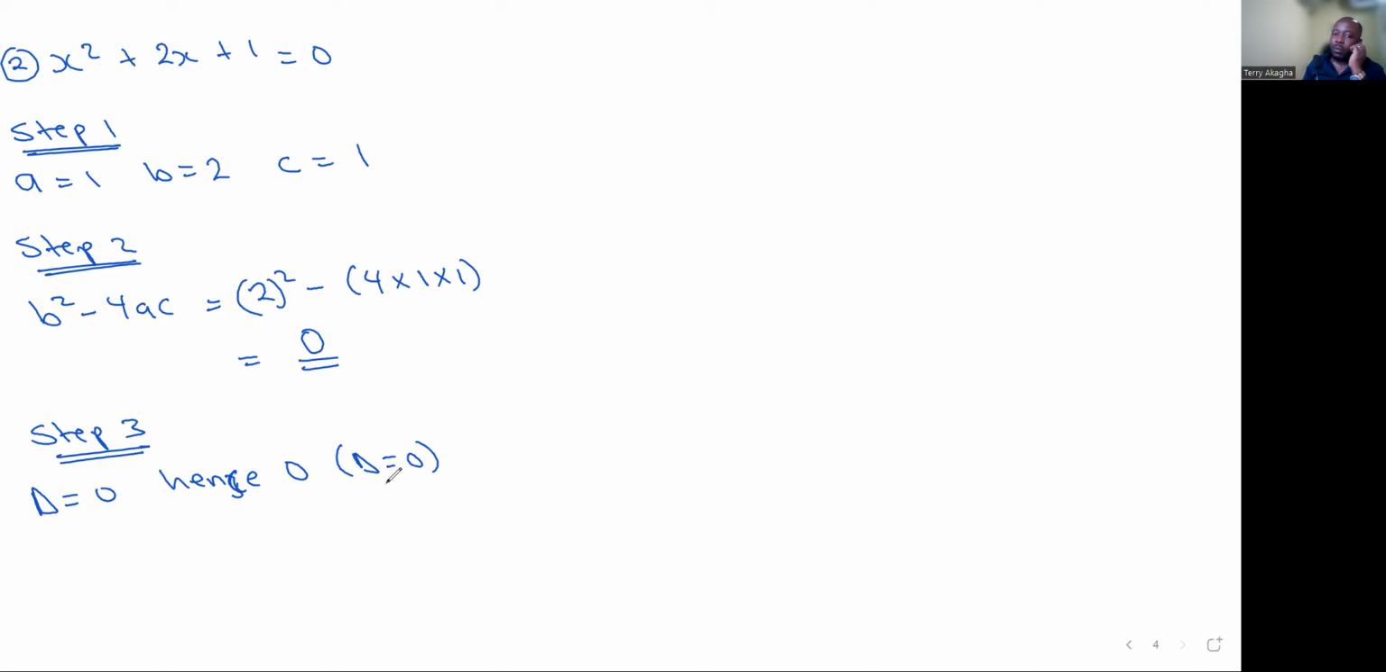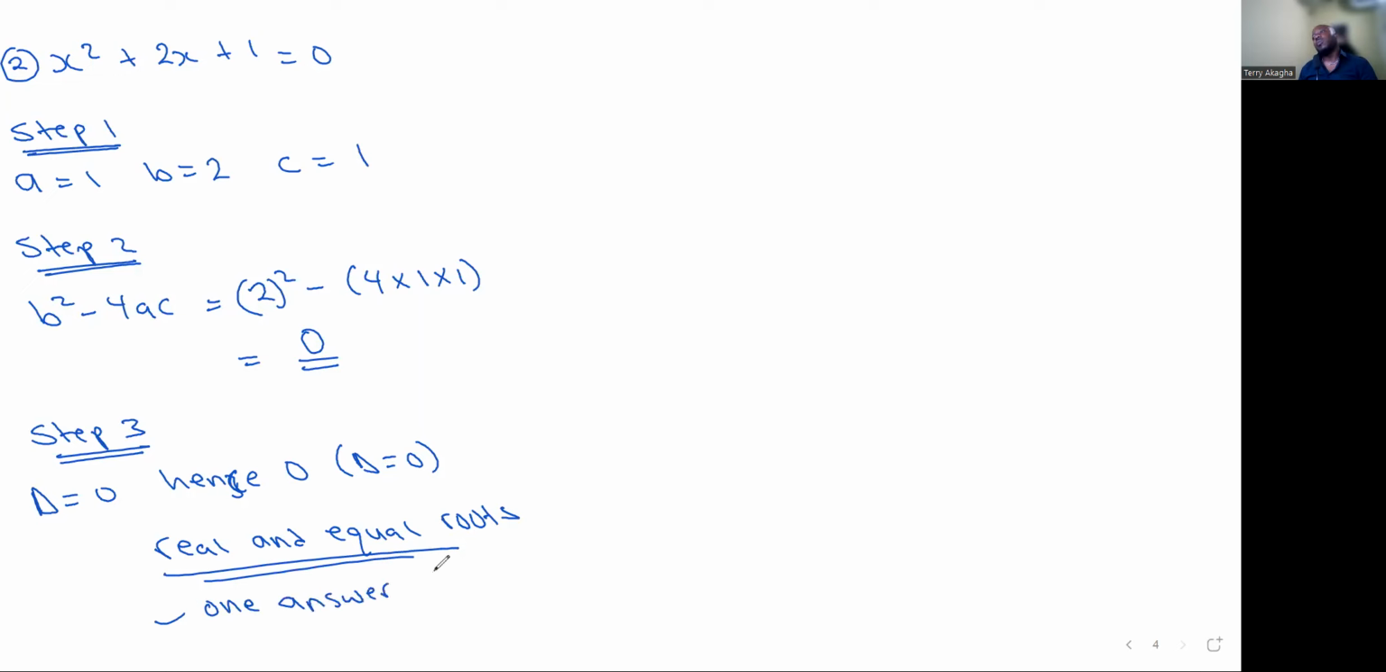If D is equal to 0, if you remember the table I drew in the previous video, I told you that when it's equal to 0, it means the roots are real and equal. And I also explained to you that when you solve this, you're going to get one answer, what? Twice. Because it's going to touch the x-axis at only one point. All right, let us check.